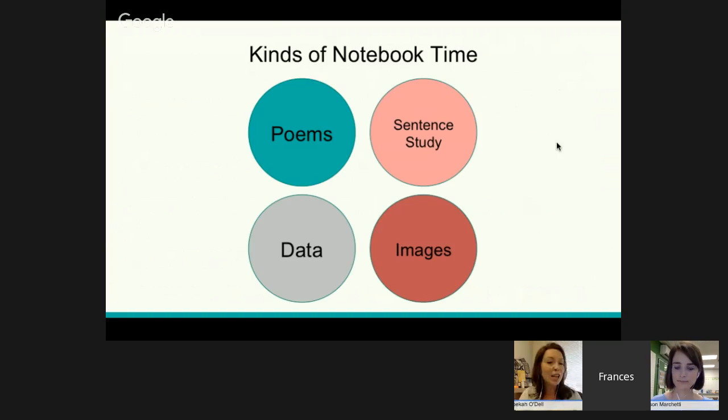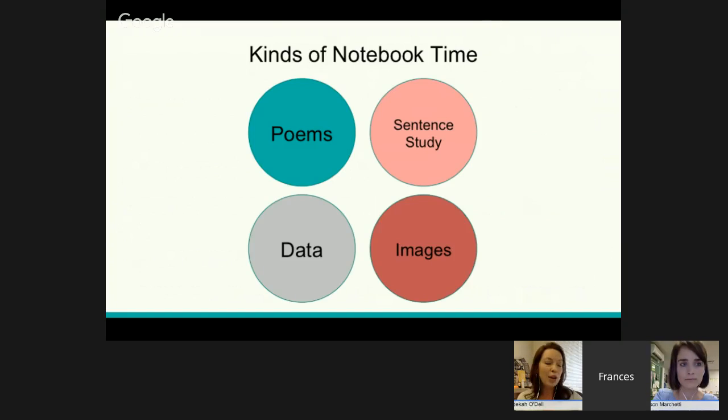Like I said earlier, we definitely give them opportunities for just free writing or responses to a prompt. But in addition to that, we use the 4 kinds of notebook time invitations that you see on your screen right now. We offer them poems, we offer them sentence study, opportunities to play with raw data, and images.